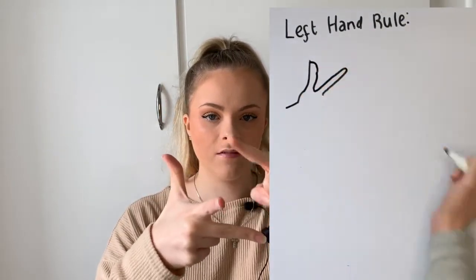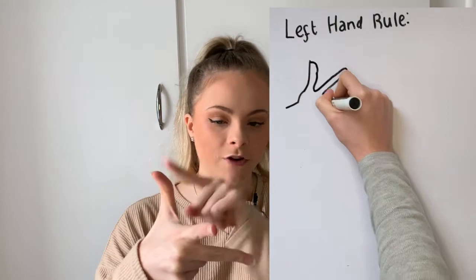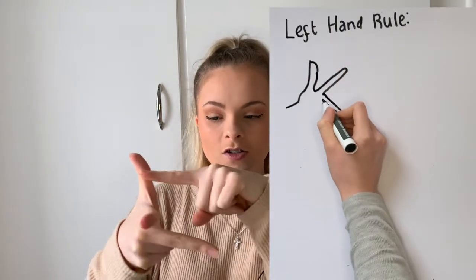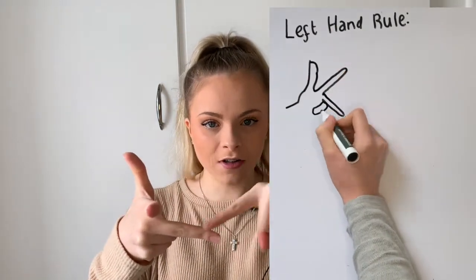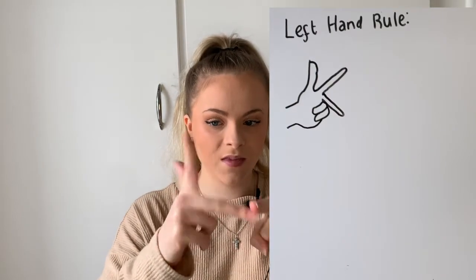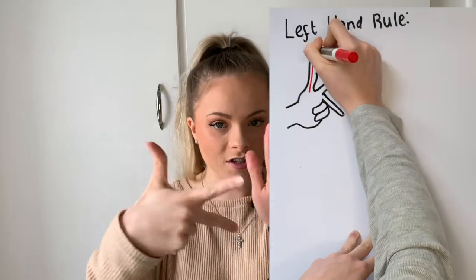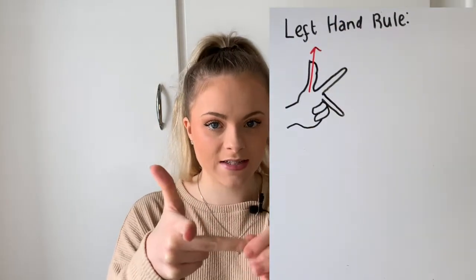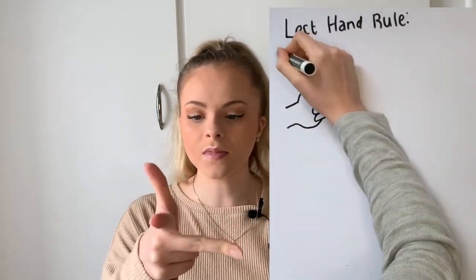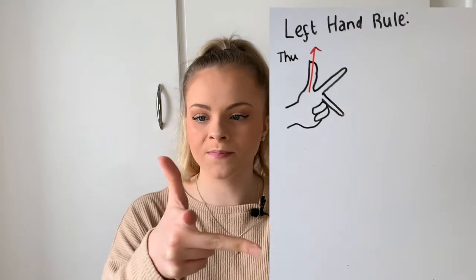So you put your hand out like this, and notice how every finger and the thumb that I am sticking out has got a 90-degree angle in between it. So this one is at 90 degrees to my thumb, this one is at 90 degrees to my middle finger, this one is also at 90 degrees to my thumb. So each thing is at 90 degrees, and that's important. So that's the first thing to know about the rule.